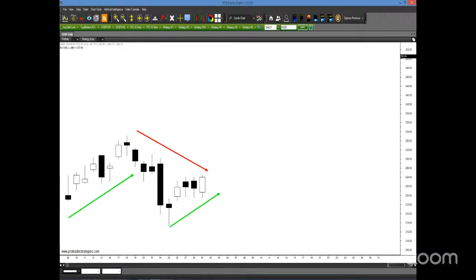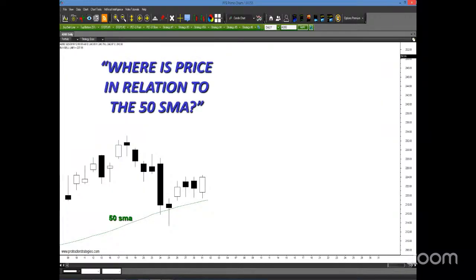Maybe we'll avoid it entirely. But here's what my mentors taught me, and the first thing I teach all of my new students around the world, regardless if they've been trading 30 years or maybe just 30 minutes. The first thing is to ask themselves a question: apply the 50-period simple moving average and then ask yourself, where is price in relation to the 50-period moving average?